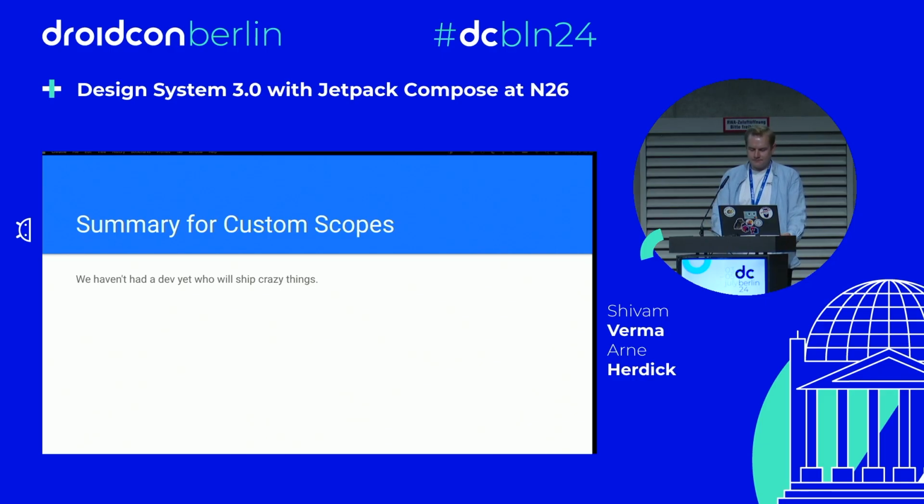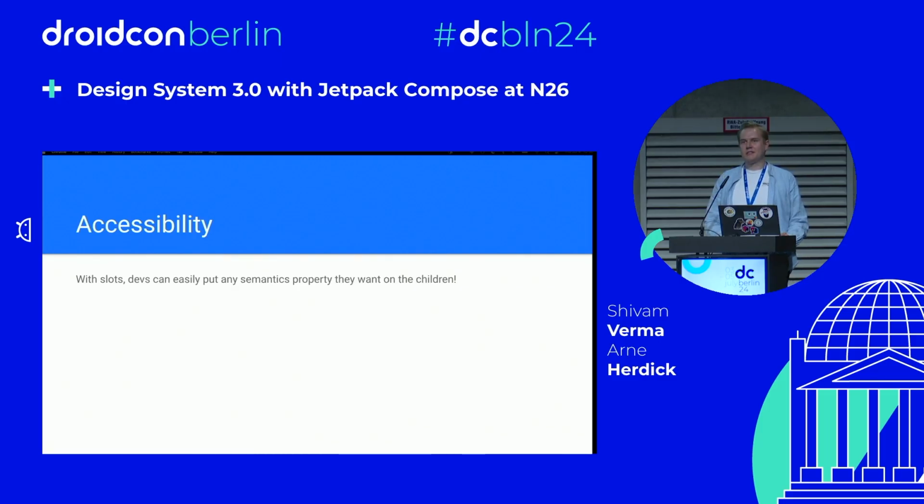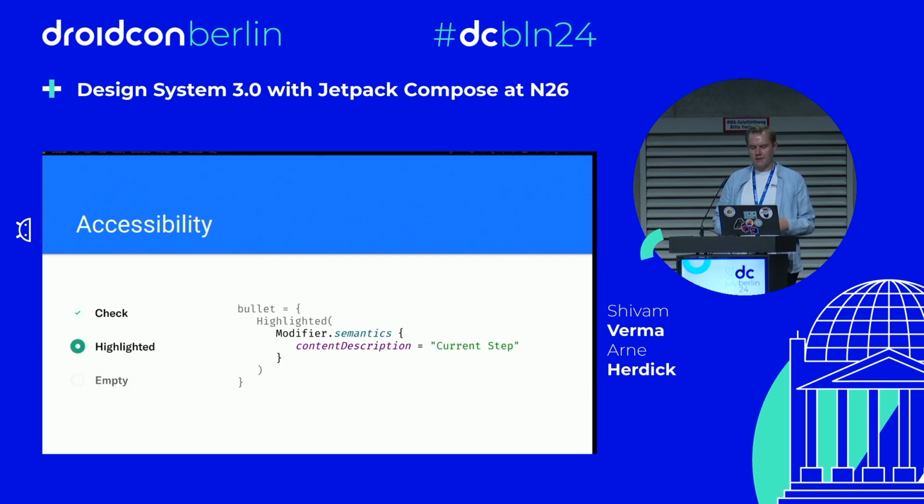So with that said, let's talk about some achievements. And this is a long list. So accessibility. As we have now opened up the slots, we can always put a modifier. Putting a modifier means you can control the semantics much more closely without having to explode some view entity with like 3 different accessibility properties.